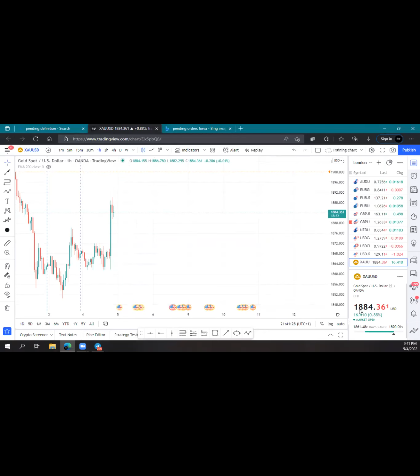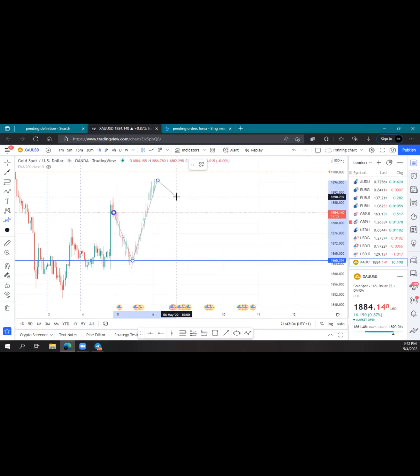The market is already at 1884. So they told me to enter at 1865. 1865 is around here, somewhere at the bottom. So this tells me that the educator is expecting something like this. This is where the market is. The educator is expecting the market to sell to this entry and start buying. This is what the educator is expecting.